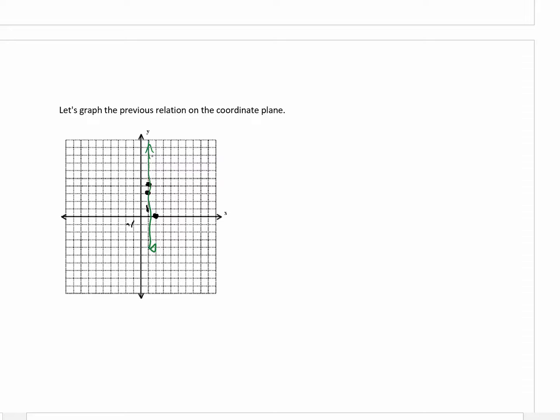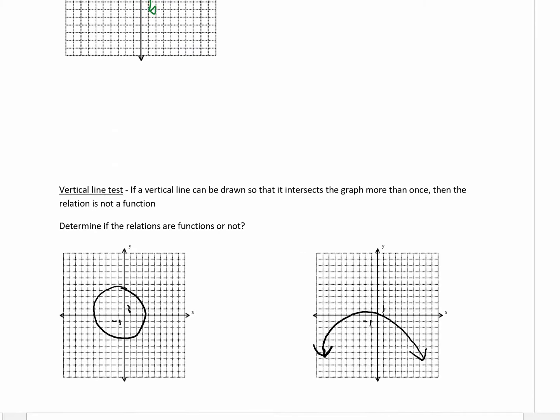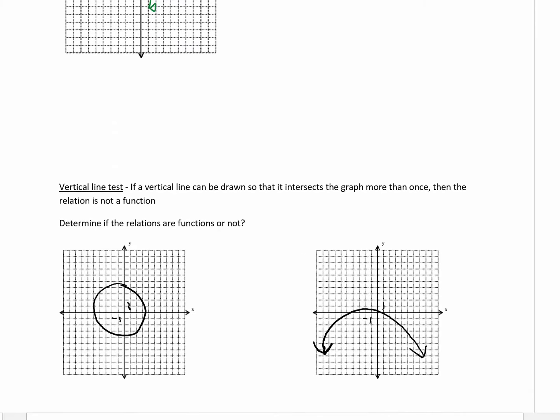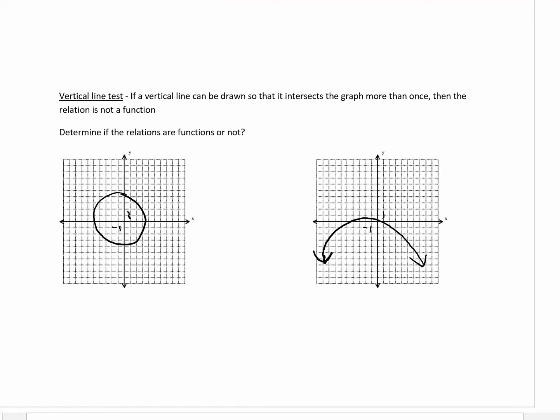So if I can draw a vertical line and it touches the graph more than once, then the relation is not a function. This is what is called the vertical line test. If a vertical line can be drawn so that it intersects the graph more than once, then the relation is not a function. Okay, determine if the relations are functions or not.